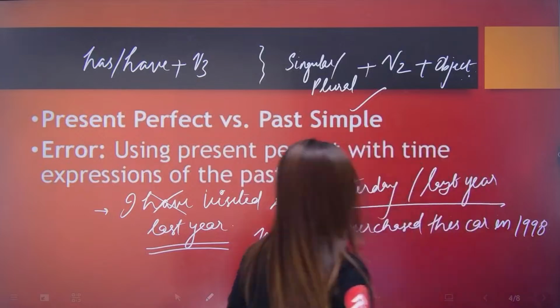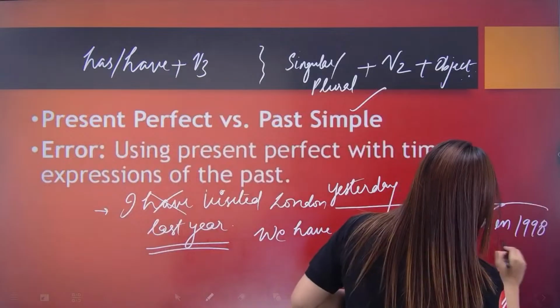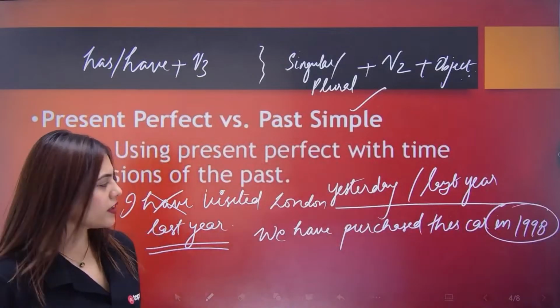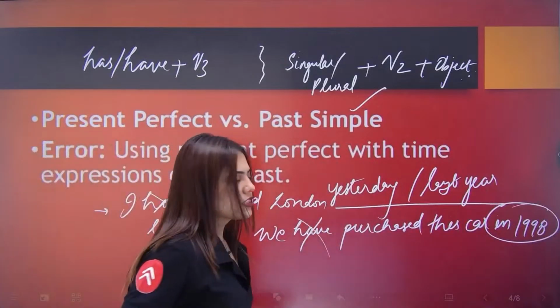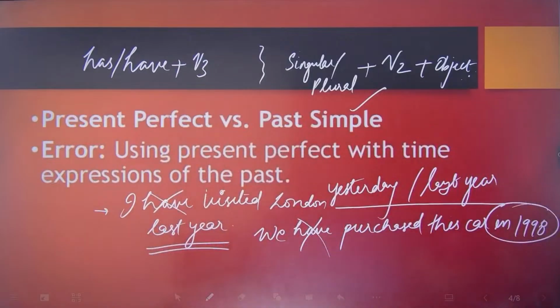We have purchased this car in 1998. As you can clearly see, the time marker is given, so this is not needed. We purchased this car in 1998. Simple, right?